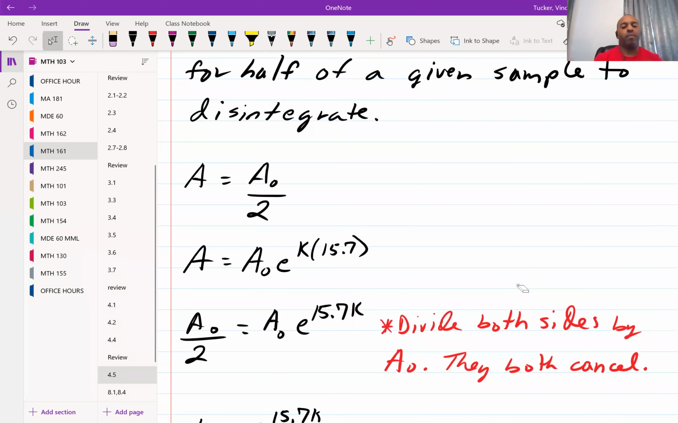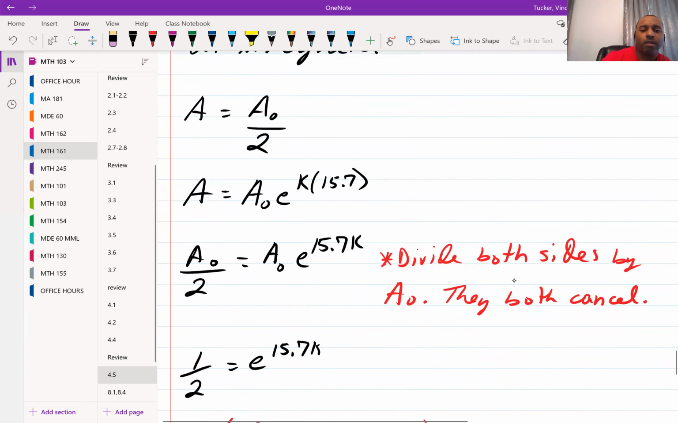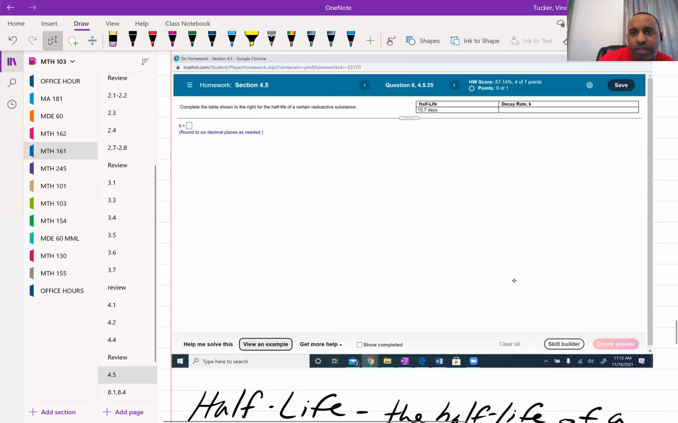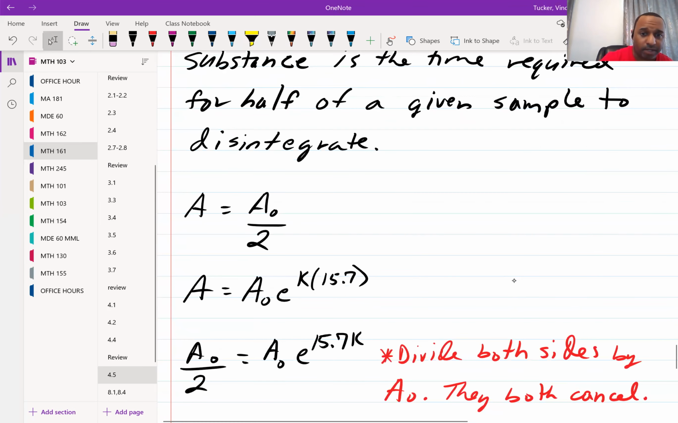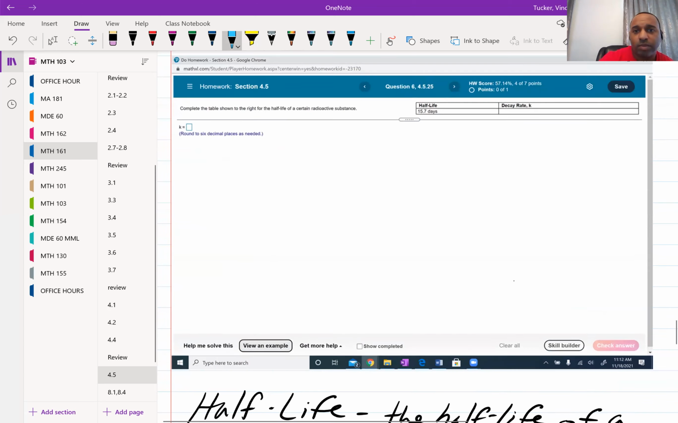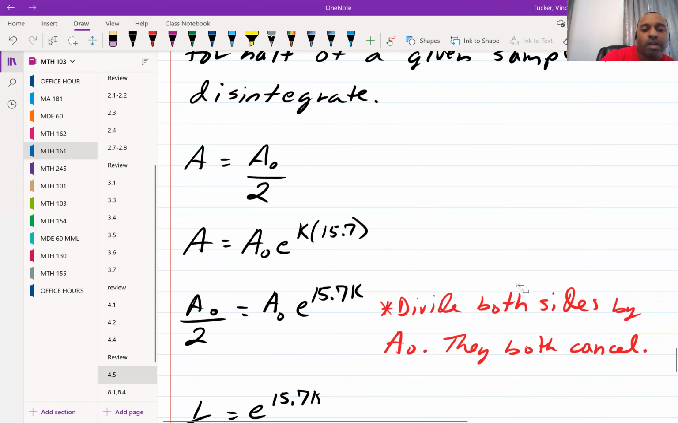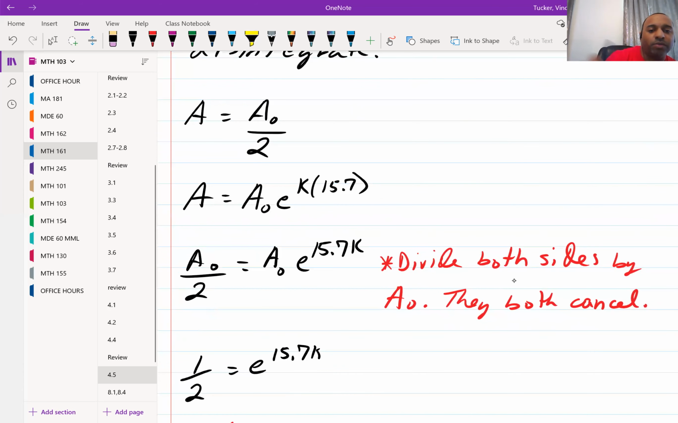And if you want to figure out the half-life, plug in A naught over 2 in for A. And then notice here, I put a note, we would divide both sides by A naught. And that gives us 1/2 e to the 15.7K. Also, I did mention that 15.7 is our time, so that's 15.7 days. So notice I put that here into the formula as well, still leaning on the same decay growth model formula. We don't know what K is, but we know what T is, 15.7 days. All right, then we went ahead and put that A naught over 2 in there.